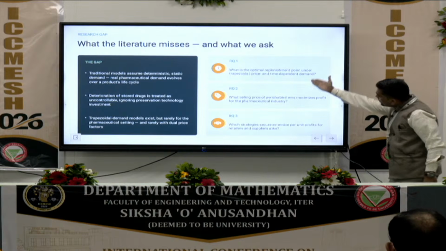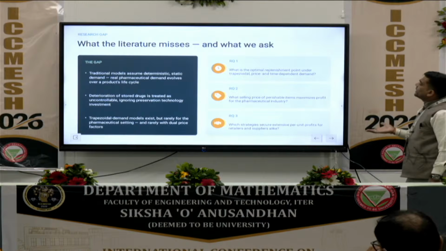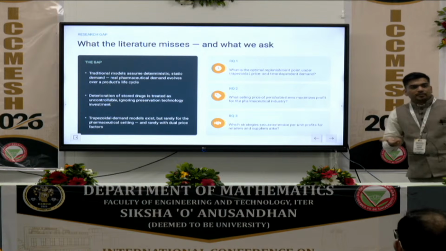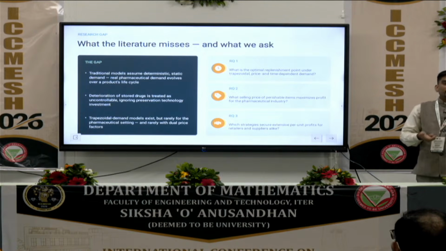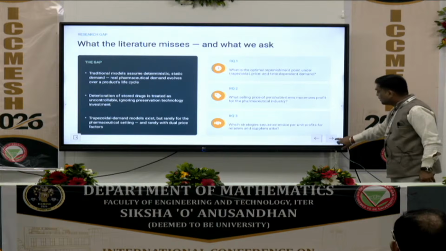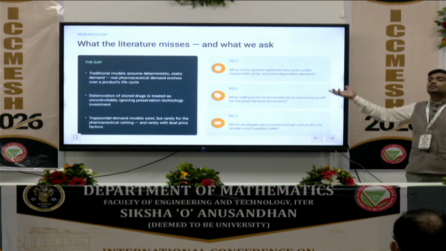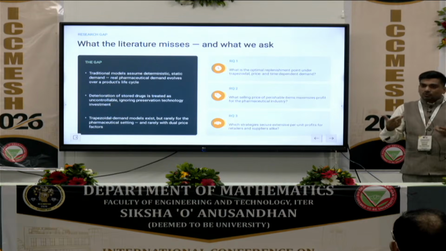So this is the research question. We find what is the optimal replenishment period, what will be the optimal selling price of the item, how much to store, when to sell out, this type of question. And similar questions for the customer side also: which item needs to be stored, when to store, what needs to be purchased.